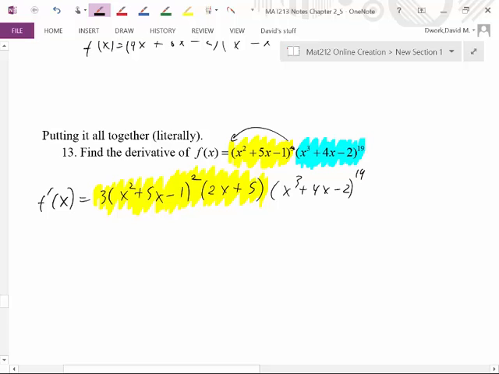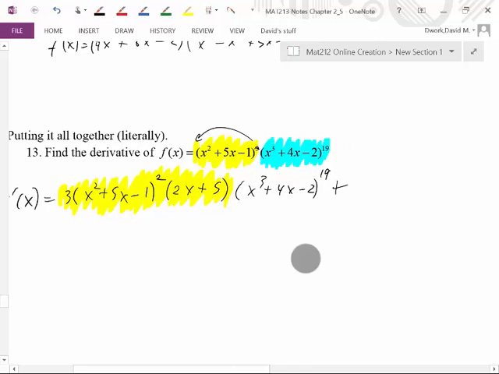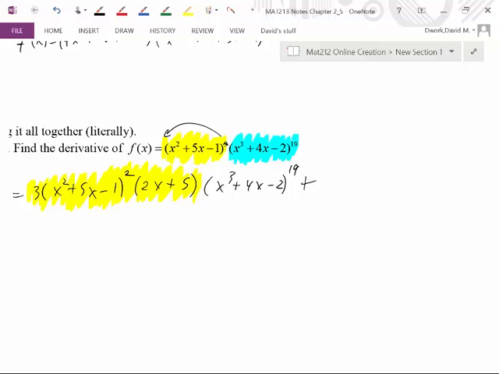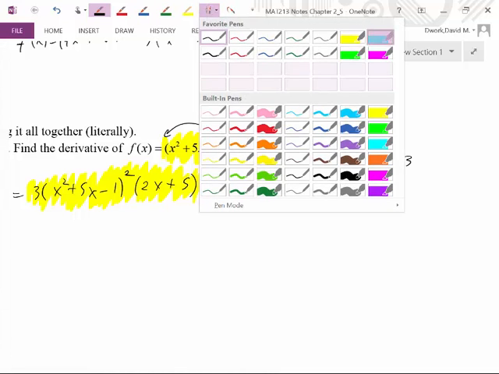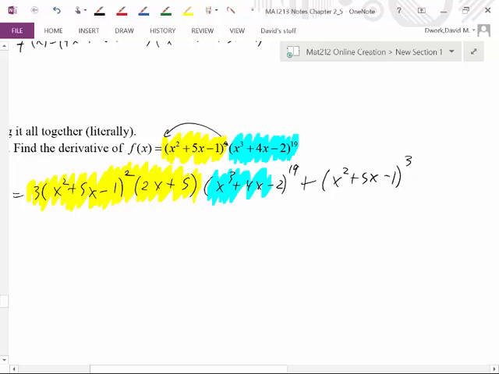Okay, now I've done my first derivative. Now I've done the first part of my product rule. So I now say plus. Okay, now leave your original function alone. Leave the yellow part alone here, and I'll color coordinate that. There's the blue. Okay, so now we left the yellow alone. So now what we're going to do is do the derivative of the blue.